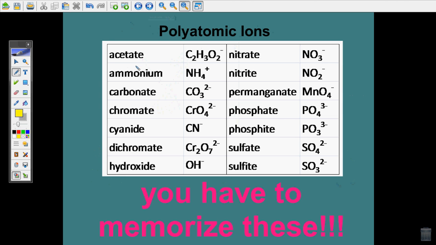Alright, these are polyatomic ions, just meaning multiple atoms that have a charge. You just have to be able to recognize these and memorize these.